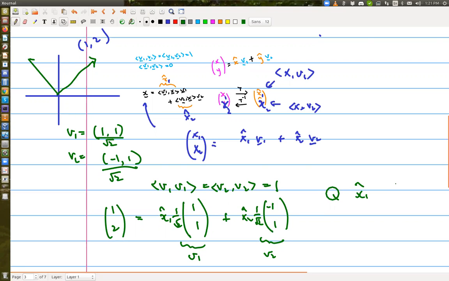Yes, my coordinate here is 1, 2, so this is square root of 1/2. So this is v1 basically, I just put it here. Maybe I should put a transpose here to be a little bit more rigorous.